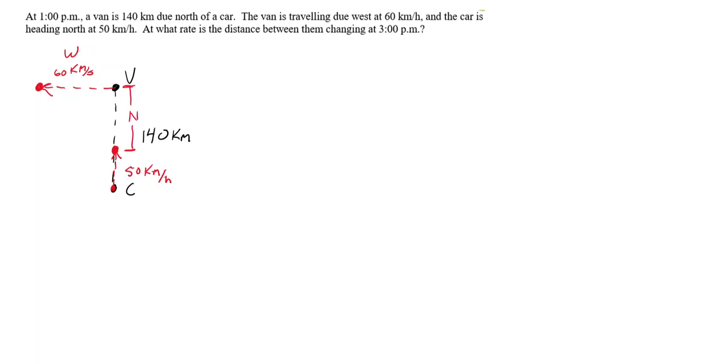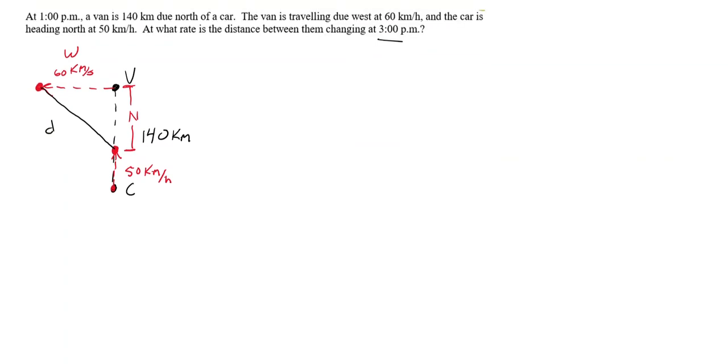And now what the question is asking is, how fast is the distance between them changing? That would be this, right? This is our distance. So how fast is this distance changing at 3 p.m.? At that time. Hopefully that made sense. I think it'll come together as it comes up again. So let's just write down what we know.